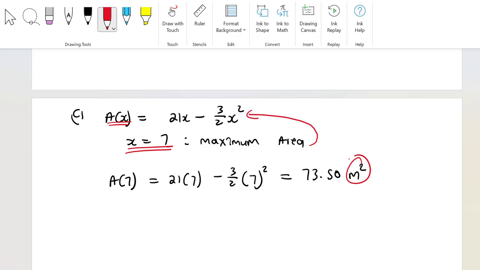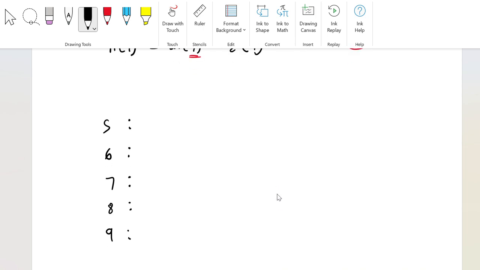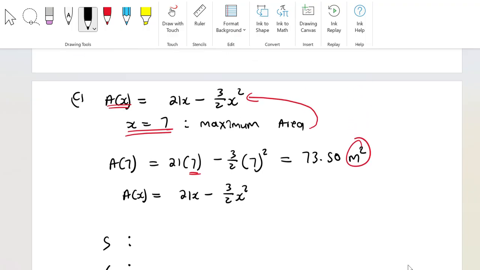So, well, how can we prove that in this case 7 will give us the maximum area? Well, let me do this. Let me take number 7 and take 2 numbers on top of it and 2 numbers below it and calculate the area for each of these. Well, this is just for illustration. You don't have to show this, right? So A of x is equal to 21x minus 3 over 2x squared. Okay, that's what we know for now.